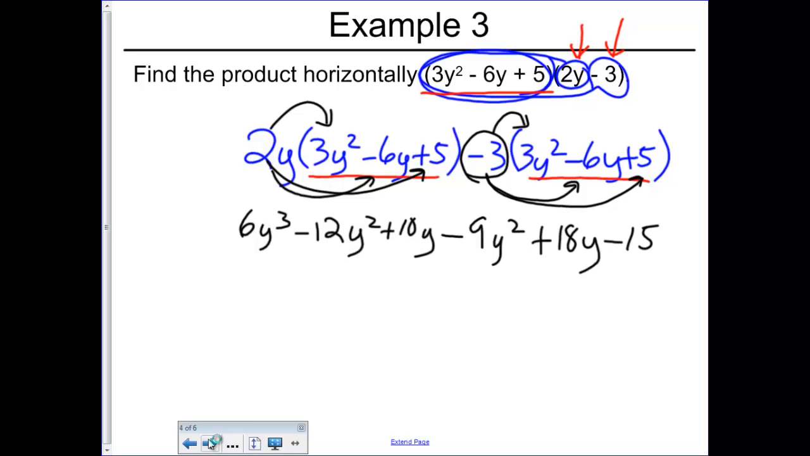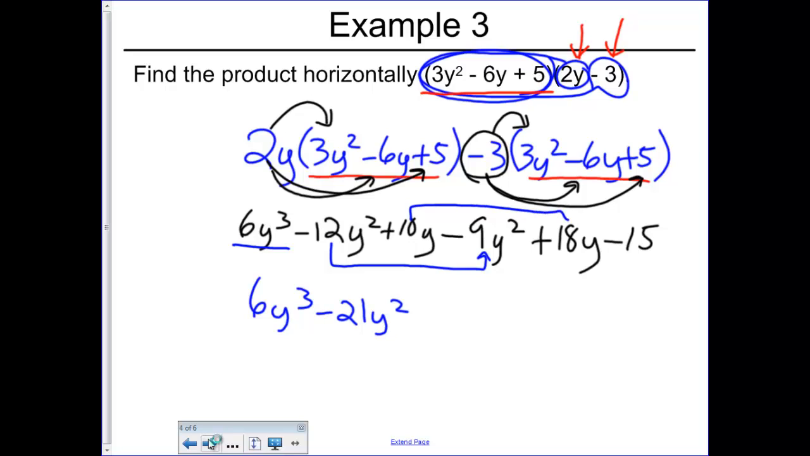Now, in order to make this look like we did on the last page, we have to combine our like terms. I'm going to find all of my cubes, of which I only have one, which is 6y cubed. I have a negative 12y squared and a negative 9y squared. That combines to make a negative 21y squared. I have a positive 10y and a positive 18y, which combine to make a positive 28y. And I don't have anything to combine my constant value with, so it just trails as a minus 15.